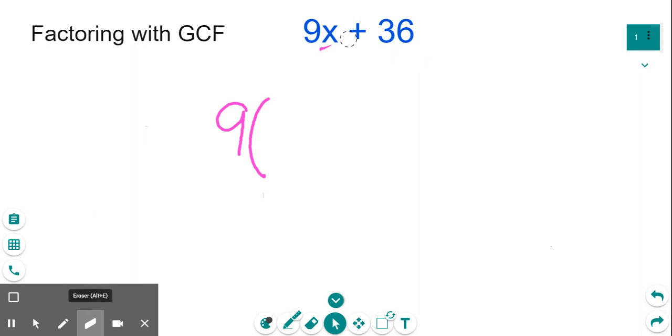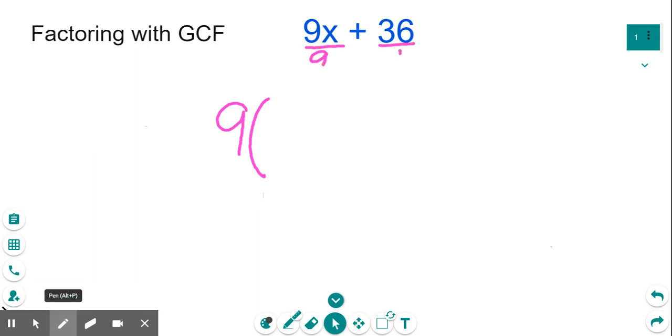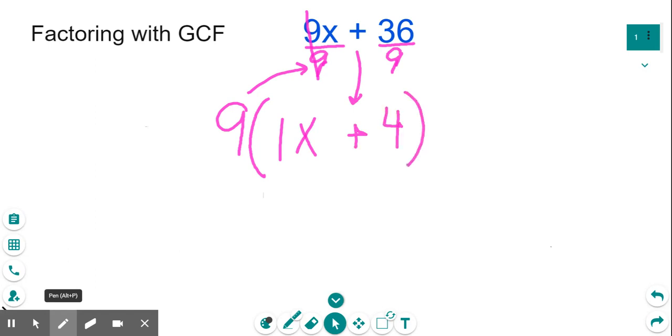There is no variable. Okay, so once you've determined that, what you do is you divide each of the terms by the greatest common factor. So we determined it was 9, which is why we're dividing everything by 9. So 9 divided by 9 is 1, and then the x comes down, and then don't forget your plus sign, and then 36 divided by 9 is 4. So it's 9 times x plus 4. Now remember, you do not need this one, so you can just write it as 9 times x plus 4.